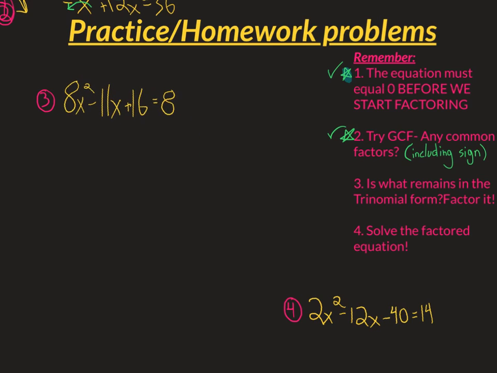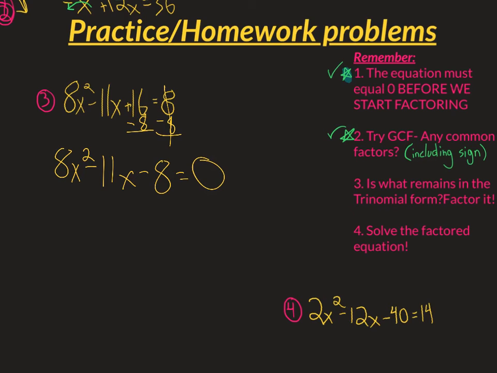Okay, look at number 3 for a sec. You're starting to get the hang of this. What would you need to do? I bet you're telling me I got to set it equal to 0. Good. Get rid of that 8. Minus it over. So the actual equation we need to try and factor is that. And now we look for what?